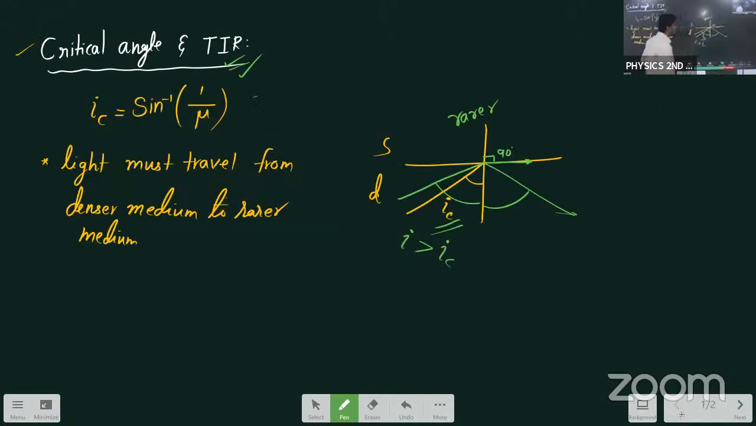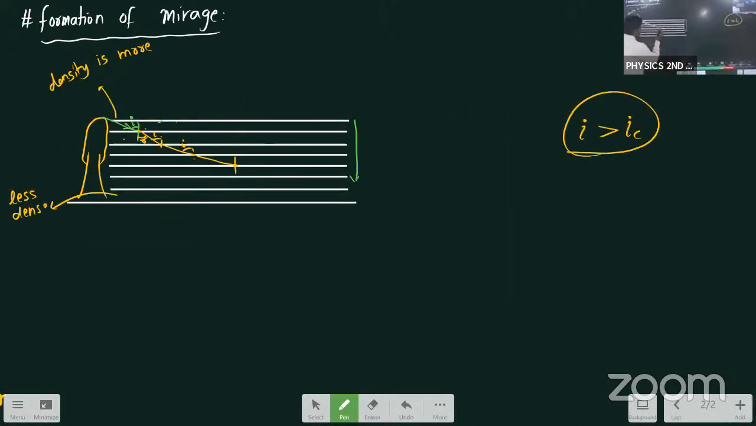Then which phenomenon will take place? If the angle of incidence is greater than the critical angle, the ray will be reflected in the same medium. So this ray will not go into the rarer medium. It will get reflected into the same medium. Now the light ray is going from rarer medium to denser medium. Will it move towards the normal or away from the normal? Now it will move towards the normal. So the light ray will go somewhere here. Again, the light ray will move somewhere here.